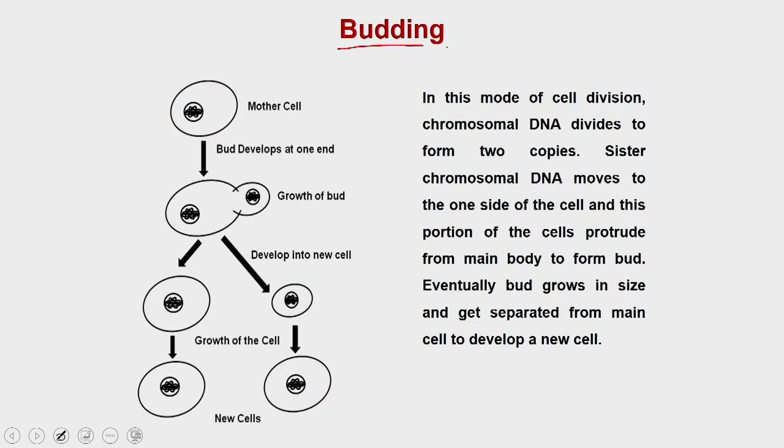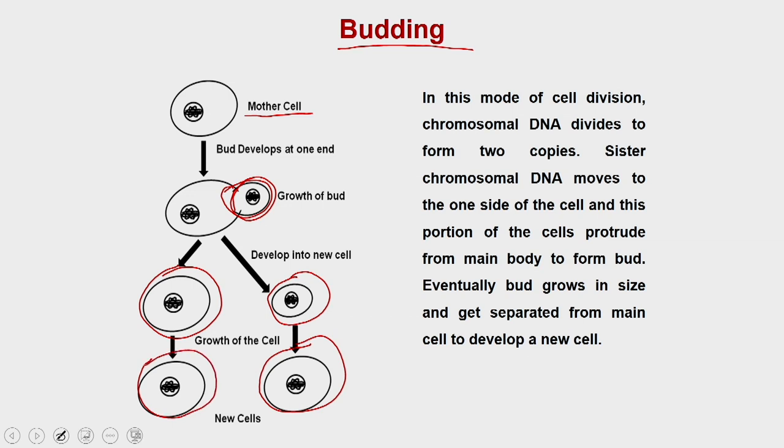The next one is called budding. As the name suggests, in budding you have a mother cell, which is the parent cell, or the starting material. In budding, the genome replicates, and then it gets into one corner of the cell, and that corner buds out in the form of a bud. Eventually this bud gets pinched off from the main cell, and that's how it generates a daughter cell, while the mother cell remains, and the daughter cell again grows. So at the end of budding also, one mother cell is converted into two cells.